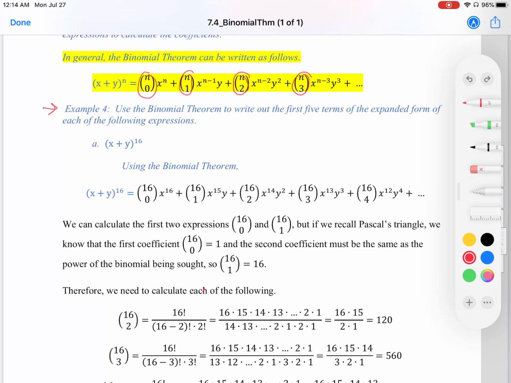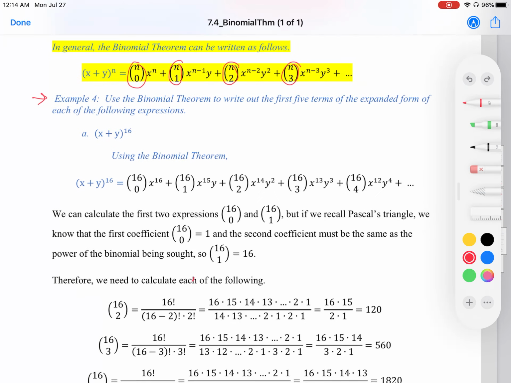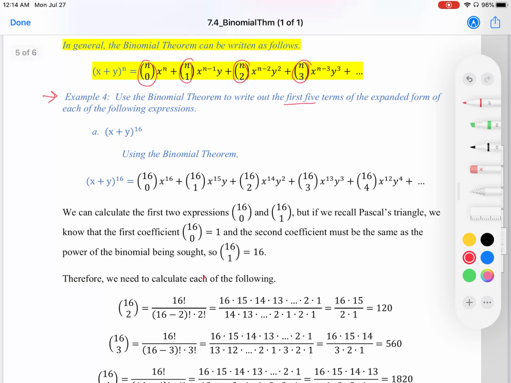Let's go ahead and set up our numbers. We want the first 5 terms. For some reason, writing it vertically makes more sense to me. So I start with 16 choose 0, 16 choose 1, 16 choose 2, 16 choose 3, and it wants the first 5, so 1, 2, 3, 4, one more: 16 choose 4.